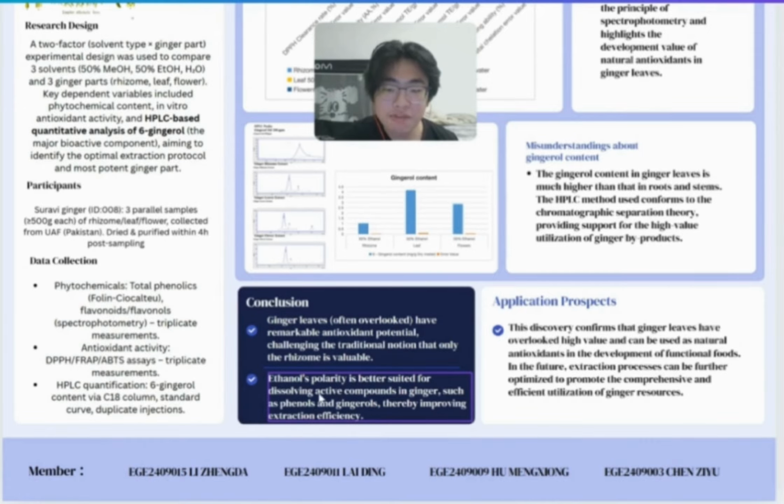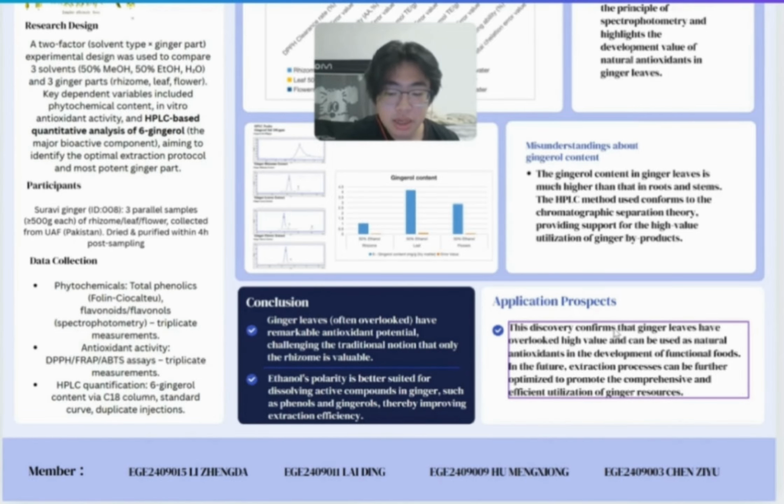It means that ethanol's polarity is better suited for dissolving active compounds in ginger. It changes the rule. Ginger leaves are not just waste. They are a natural, potent antioxidant source. This discovery confirms that ginger leaves have overlooked high value and can be used as a natural antioxidant in the development of functional foods.